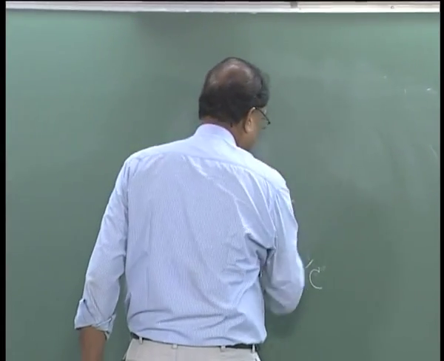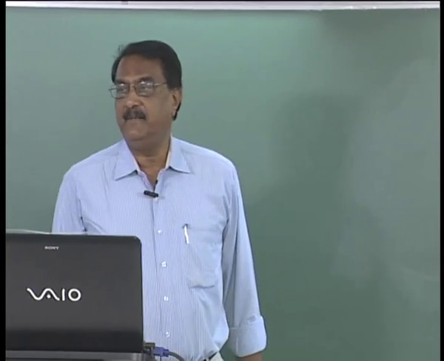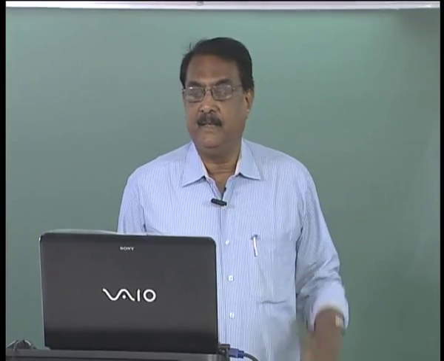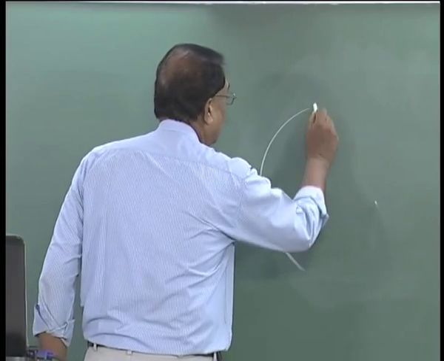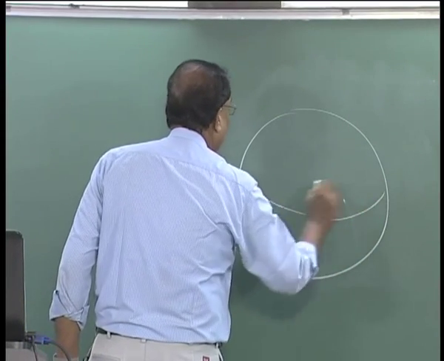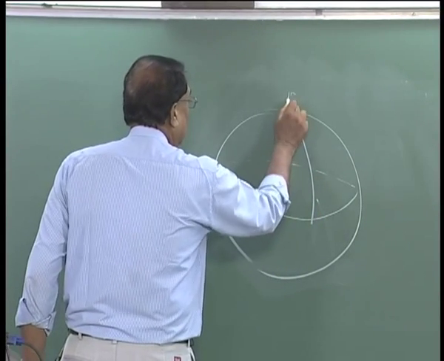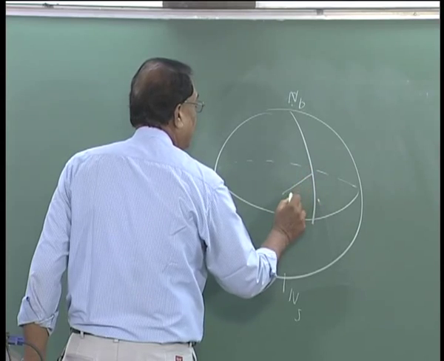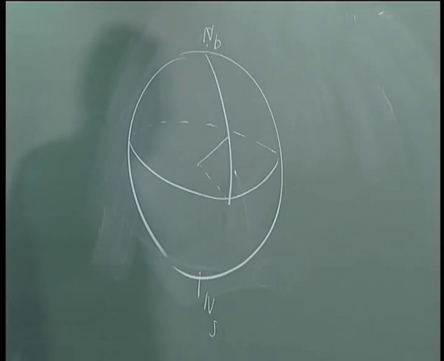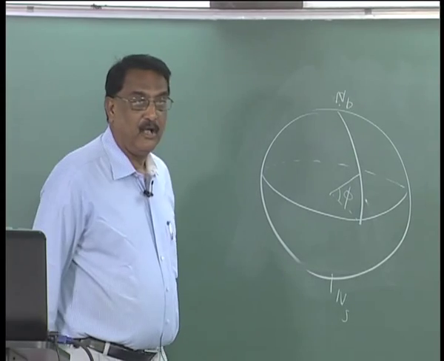Okay. So, how do you locate the position of a point on the surface of the earth? Essentially, we can know the coordinates of a place on the earth by specifying its latitude and longitude. So, this is the earth, this is the north pole, this is the south pole. Suppose this is a reference plane, the celestial equator. This angle phi is called the latitude of the place.